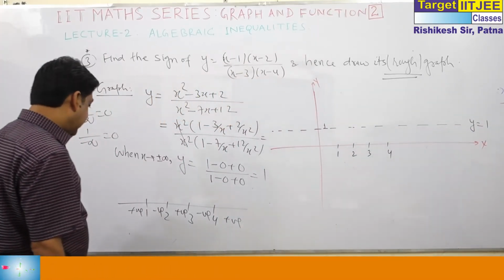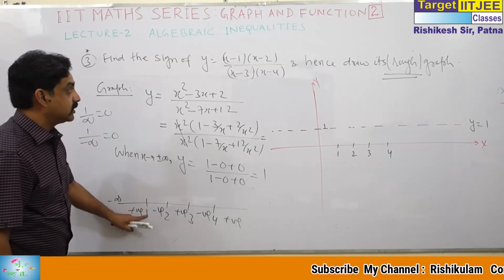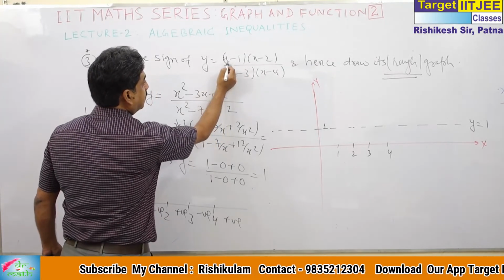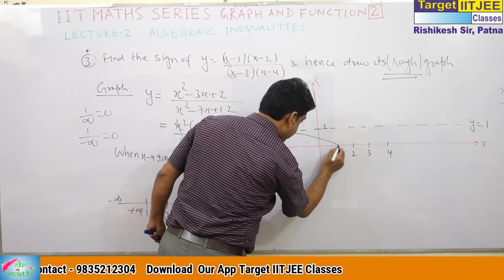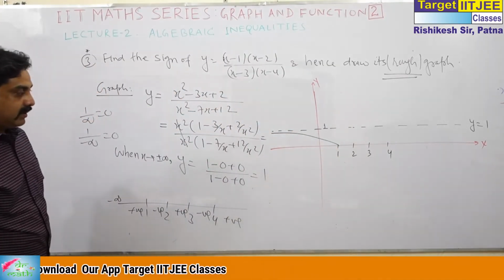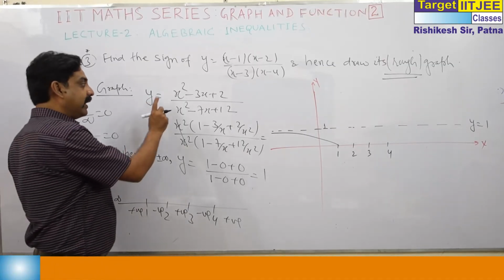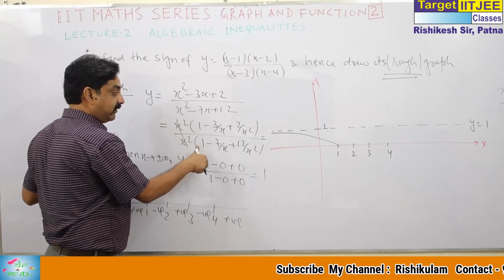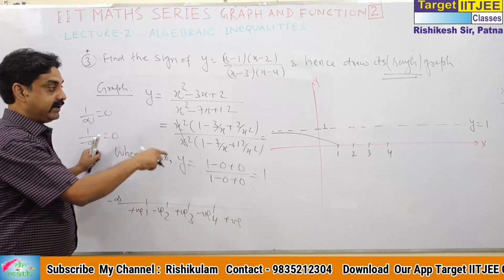Now, see the sign scheme. From minus infinity to 1, it is positive. At x is equal to 1, y is 0. So the graph will be like this. What is new? The new point is that we must find this value at infinity. There are different ways; I am just taking the simplest way. The rest we will learn in limit.